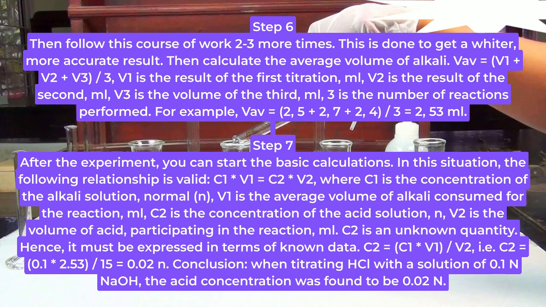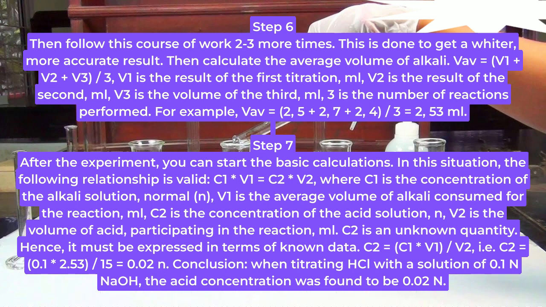Step 6. Then follow this course of work 2 to 3 more times. This is done to get a wider, more accurate result. Then calculate the average volume of alkali. V_av equals (V1 plus V2 plus V3)/3. V1 is the result of the first titration, ml, V2 is the result of the second, ml, V3 is the volume of the third, ml, 3 is the number of reactions performed. For example, V_av equals (2.5 plus 2.7 plus 2.4)/3 equals 2.53 milliliters.